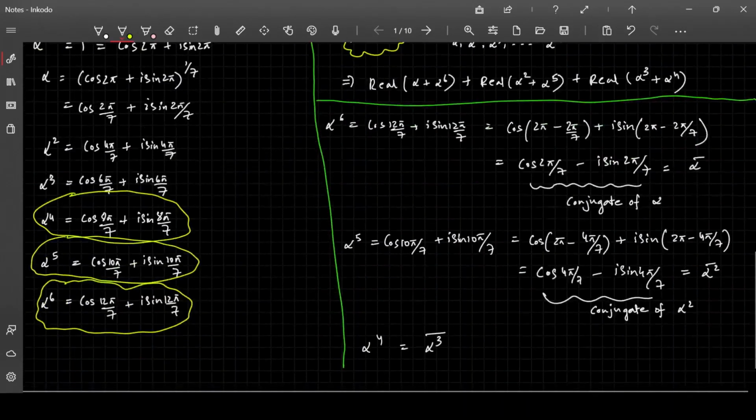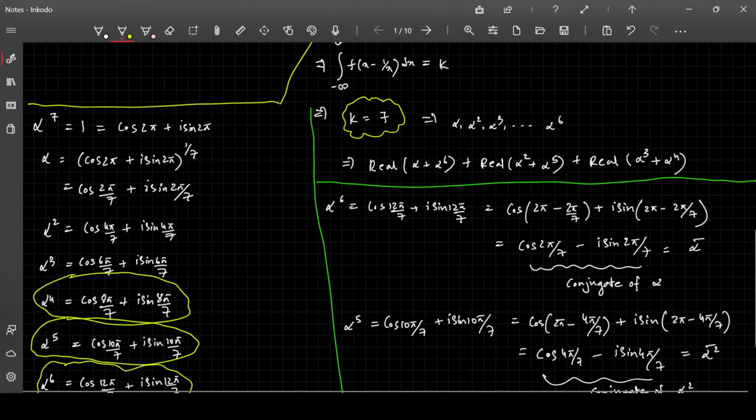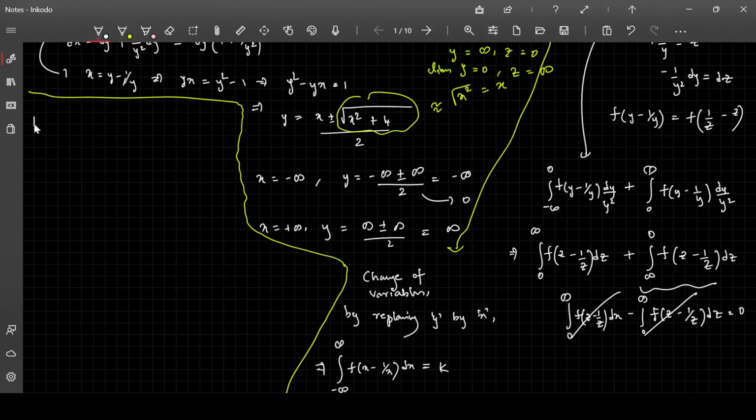There's no problem. So here alpha square is equal to conjugate of alpha power 6. Alpha power 5 is equal to conjugate of alpha square. Alpha power 4 is equal to conjugate of alpha cube. So the part that we need to find transforms into real of (alpha bar plus alpha) plus real of (alpha square bar plus alpha square) plus real of (alpha cube bar plus alpha cube). Fine, this is what we're going to get.